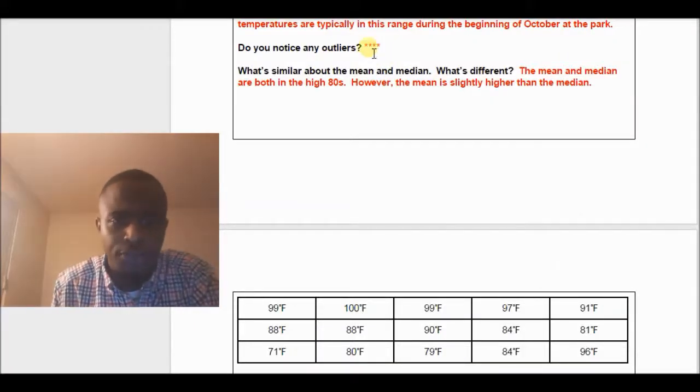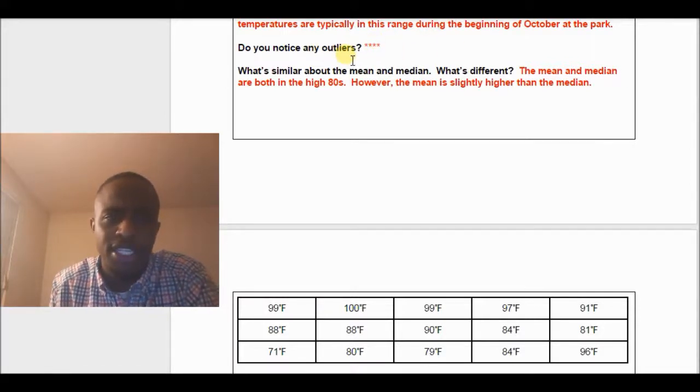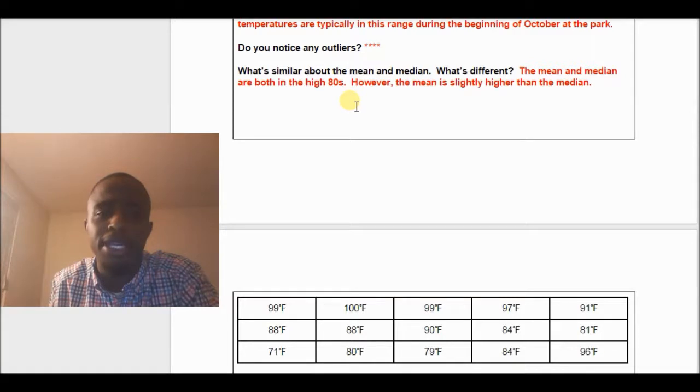Make sure you fill that answer in. I did not type it because you had to listen to what I said. So make sure you put that into your own words, what we just discussed about did we notice any outliers? The next question is what's similar about the mean and the median and what's different?